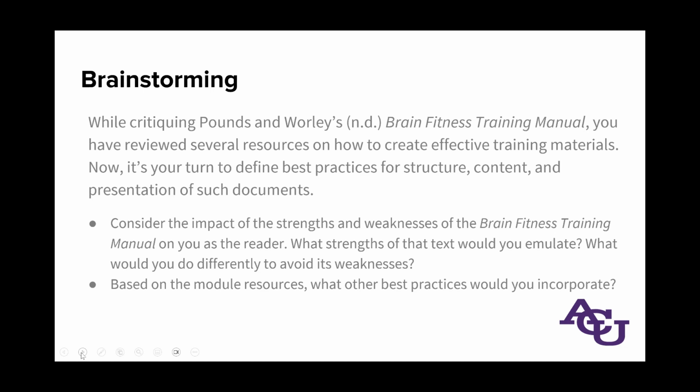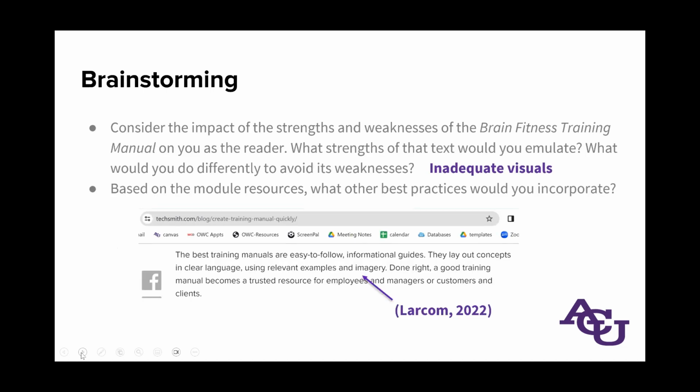Also, there may be things that the module resources mentioned that you didn't see in the brain fitness training manual. So based on the module resources, what other best practices would you incorporate? I answered these questions to give you an example. So, what would I do differently to avoid weaknesses? I would not have inadequate visuals. That was a problem. Based on the module resources, what other best practices would I incorporate?